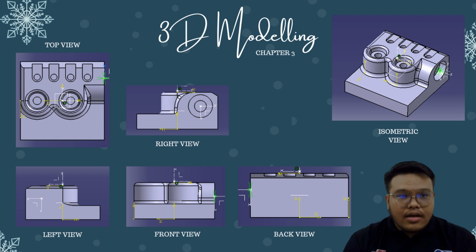Okay, next is 3D modeling. As we can see, from the left side is the top view of the fixture, and then left view, front view, back view, right view, and isometric view.